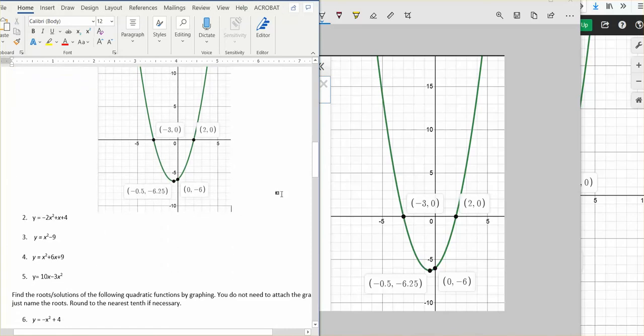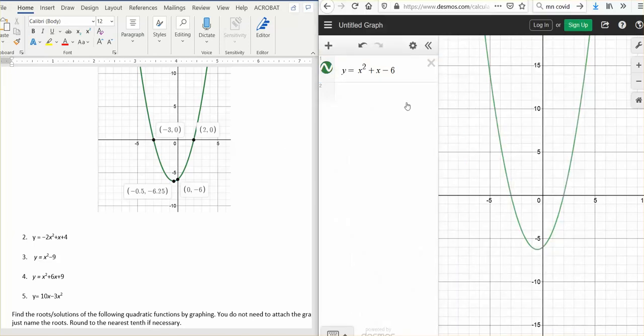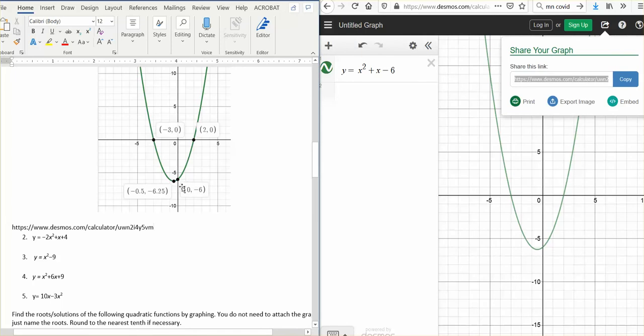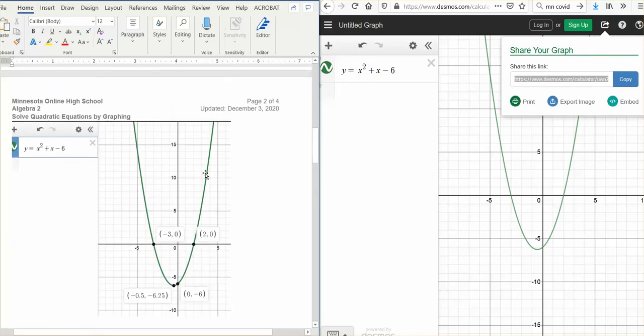I could also, or instead of, get a link to the graph. So here's the Desmos page again. Right up here, you can share a link to your graph. So here it is. I just have to click copy, and then over here I'm going to click Control V again and hit the space bar so that it turns blue. That means that I will be able to click on the link when I grade your work.